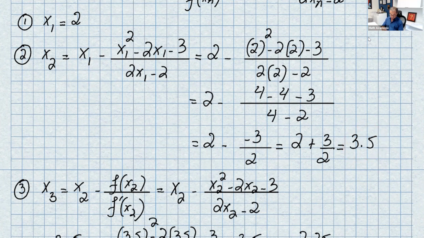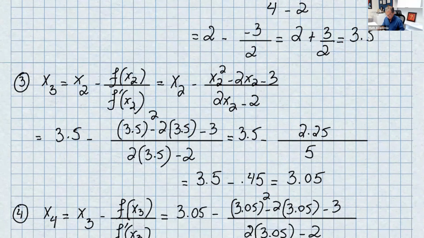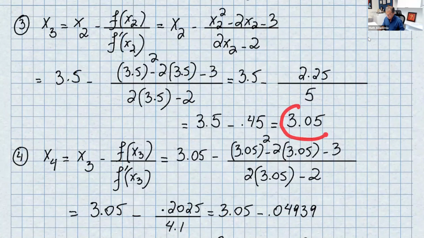Then we're going to go to x3. x3 is x2 minus f of x2 divided by f prime of x2. So basically it's x2 minus (x2 squared minus 2 x2 minus 3) divided by (2 x2 minus 2), which is the derivative. And if you substitute x2 by its value, which was 3.5, then you get this number. And if you simplify or evaluate it, you get 3.05. Just notice we are approaching 3.